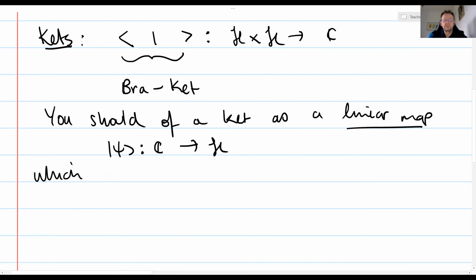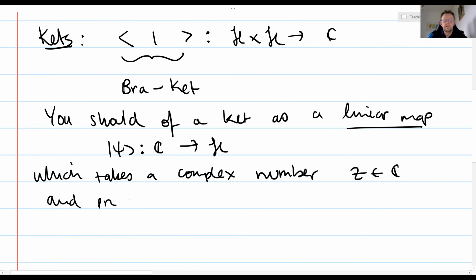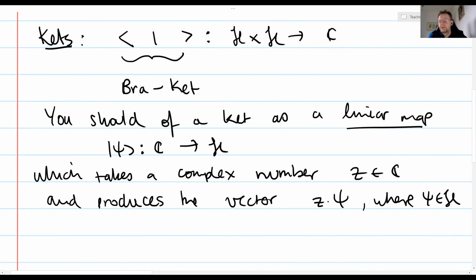So what does it do? It's a linear map which takes a complex number Z and produces a vector, or the vector Z, which is a complex number times psi, where psi is an element of your Hilbert space. So this is really the way you should interpret kets.